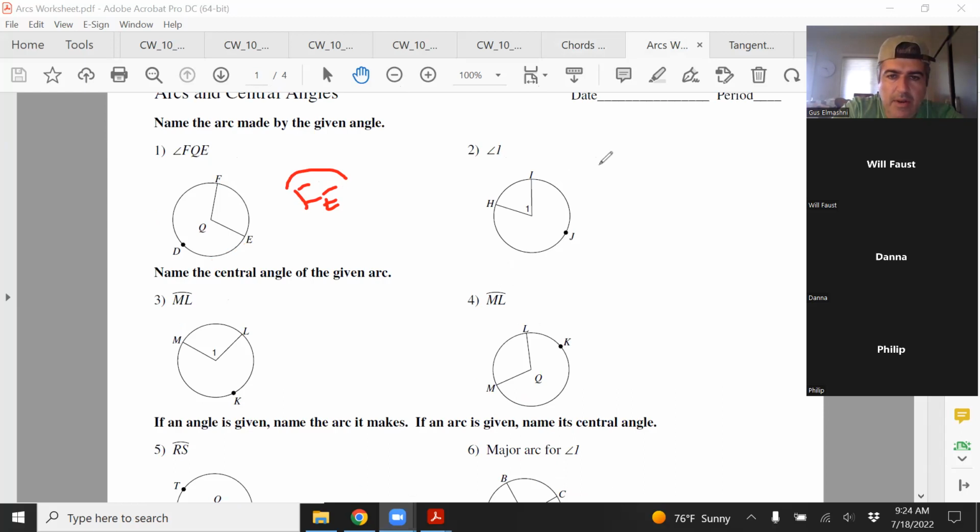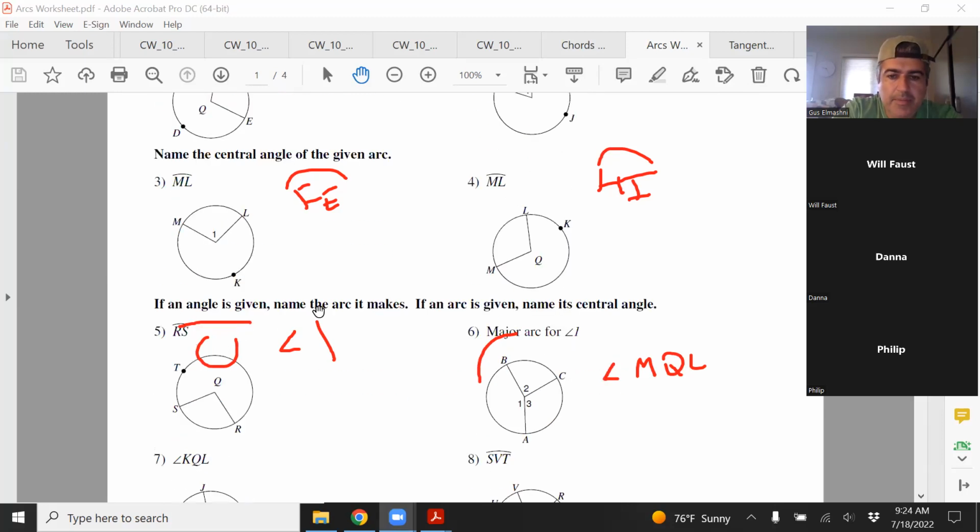So angle 1 is arc HI. Then you go the other way around. If you're given the arc, then the angle that goes with it is angle 1. And this here you say angle MQL, because here's ML and here's ML. So angle 1 or angle MQL. Okie dokie. Keep moving.